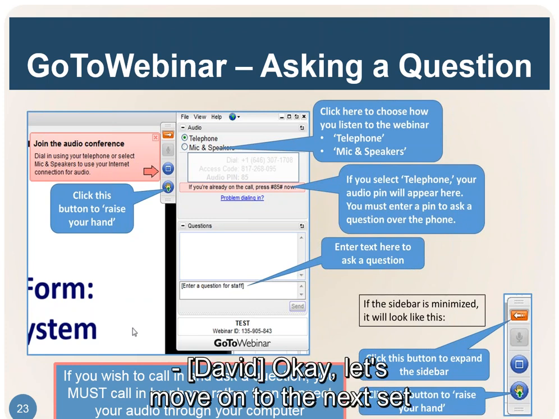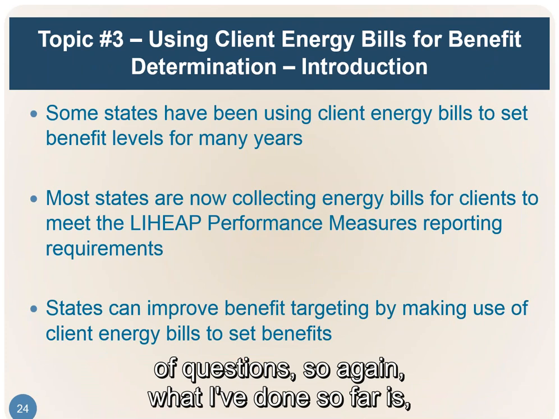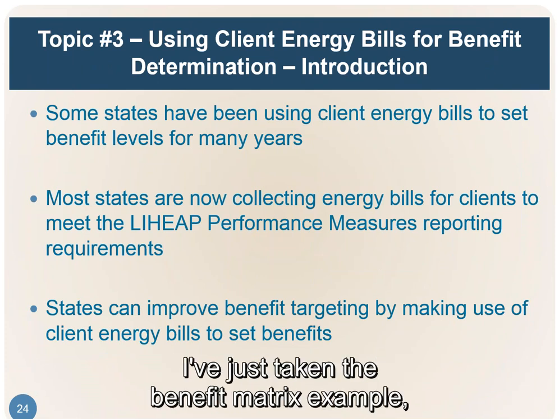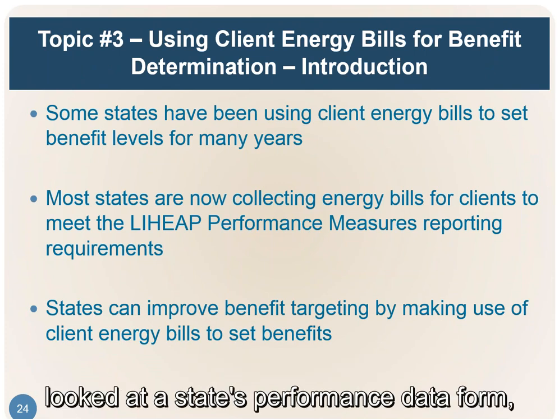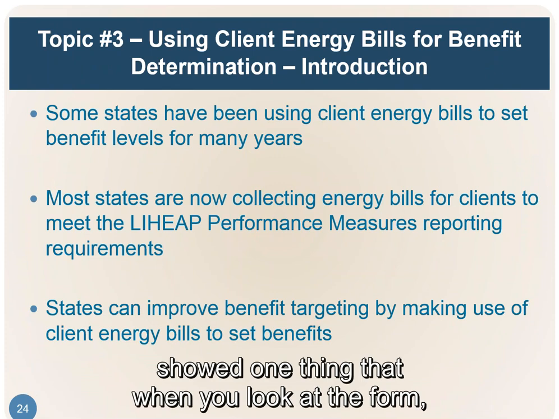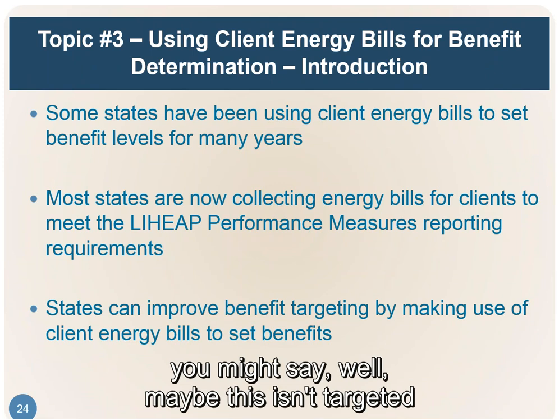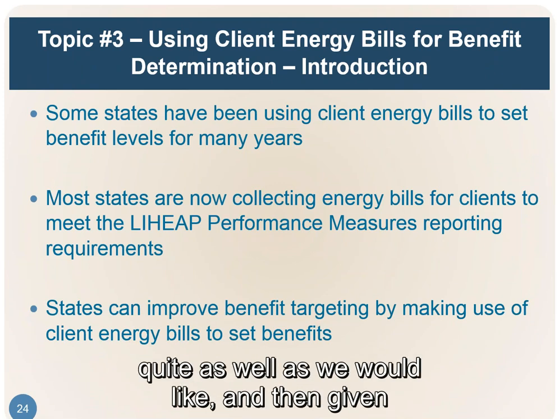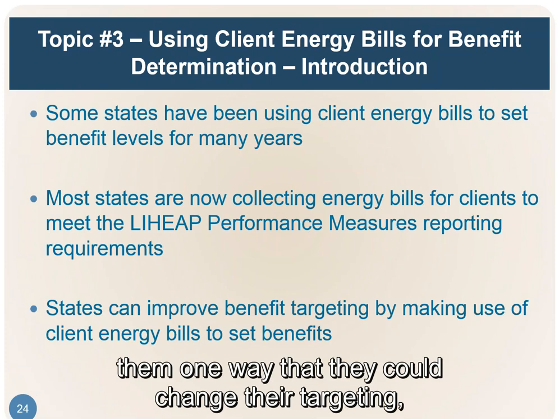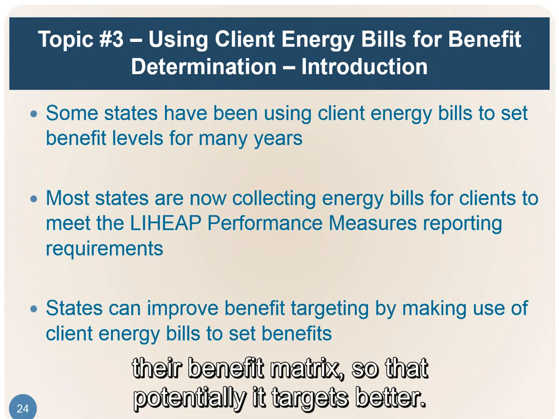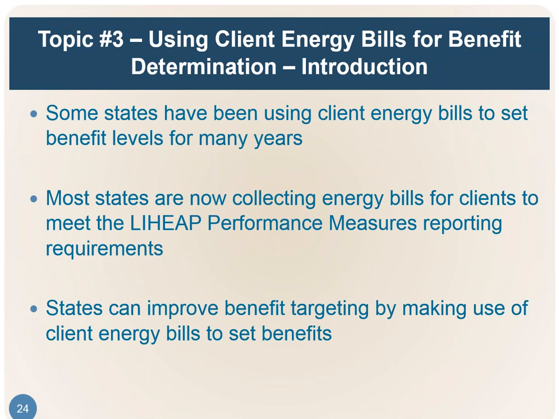Okay, let's move on to the next set of questions. So again, what I've done so far is I've just taken the benefit matrix example, looked at a state's performance data form, showed one thing that when you look at the form, you might say, well, maybe this isn't targeted quite as well as we would like, and then given them one way that they could change their benefit matrix so that potentially it targets better.